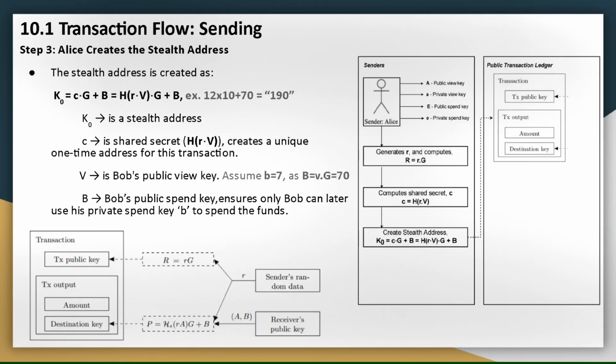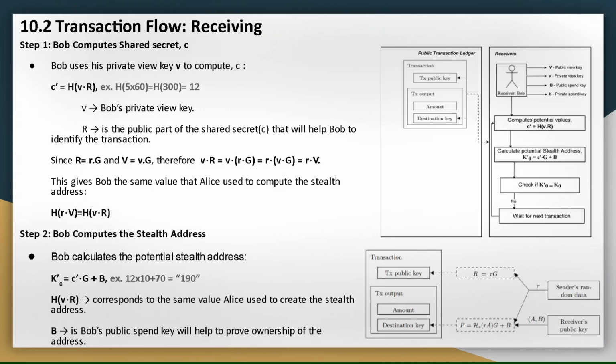If we match the stealth address Alice created for Bob with the potential stealth address Bob generated, it matches. So the hash of small r into capital V and small v into capital R correspond to the same value Alice used to create the stealth address. Now Bob's public spend key, capital B, will prove the ownership of the address. This is how Bob proves that this transaction is meant for him.